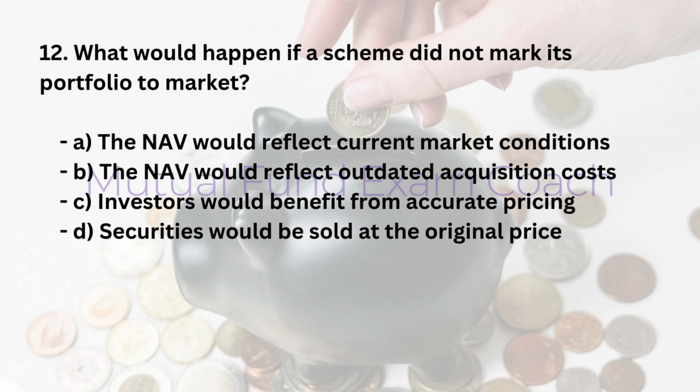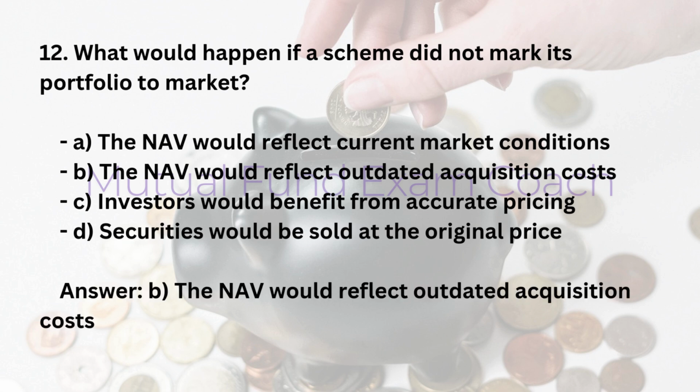12. What would happen if a scheme did not mark its portfolio to market? A. The NAV would reflect current market conditions. B. The NAV would reflect outdated acquisition costs. C. Investors would benefit from accurate pricing. D. Securities would be sold at the original price. Answer, B. The NAV would reflect outdated acquisition costs.